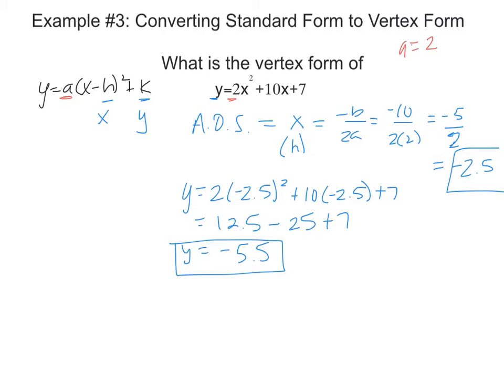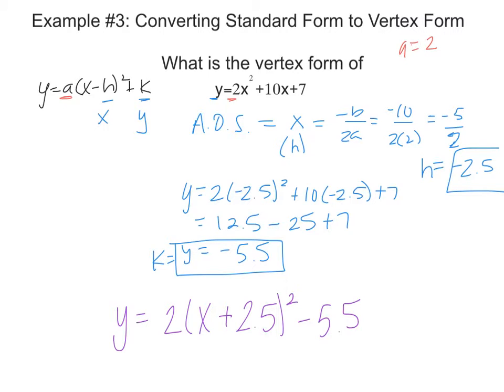Now we've got our x, and now we've got our y, which is the same thing, remember, as h and k. So now we have our final answer. And our final answer, I'll write at the bottom, is y equals a, which is 2, parentheses x minus h, which is negative 2.5, so that's a double negative, so it's going to make it positive 2.5 squared minus 5.5. And that's our final answer.